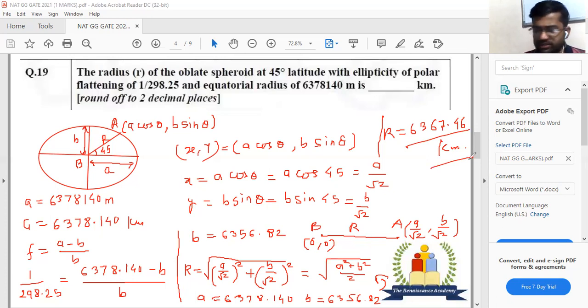This calculation is a little bit lengthy, but with the help of a calculator you can easily calculate. Then moving on to the next question.